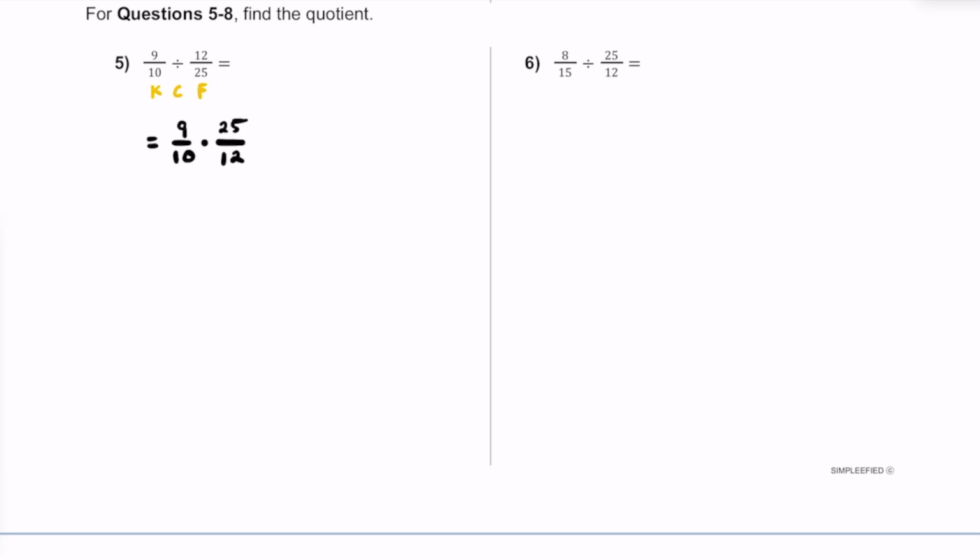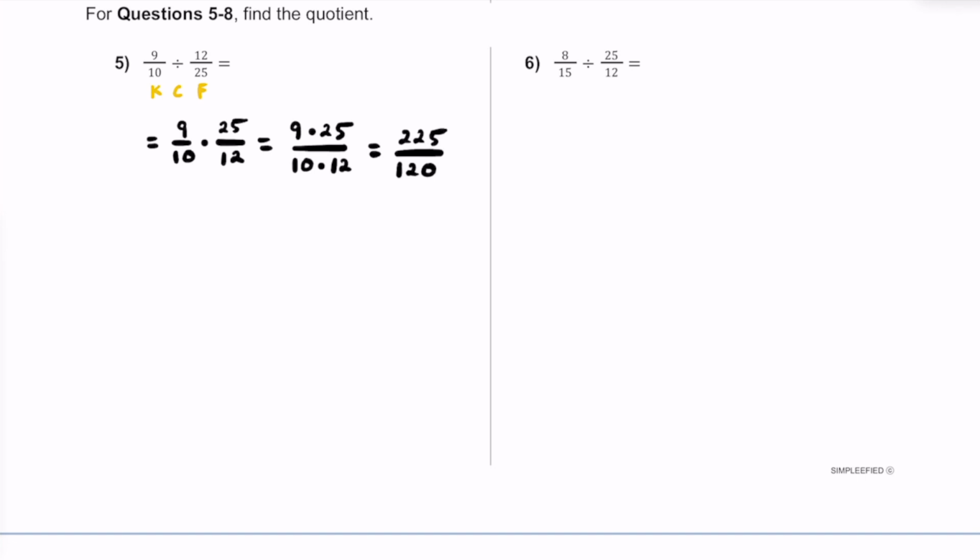It turns out the answer to this multiplication problem here is going to be the same answer as to this division problem here, and it works 100% of the time. All right, let's go ahead and rewrite this as one fraction. This is going to be 9 multiplied by 25 over 10 multiplied by 12. All right, feel free to pause to do any multiplication here, but 25 times 9 is going to be 225, I believe. And then this 10 times 12 on bottom is 120.